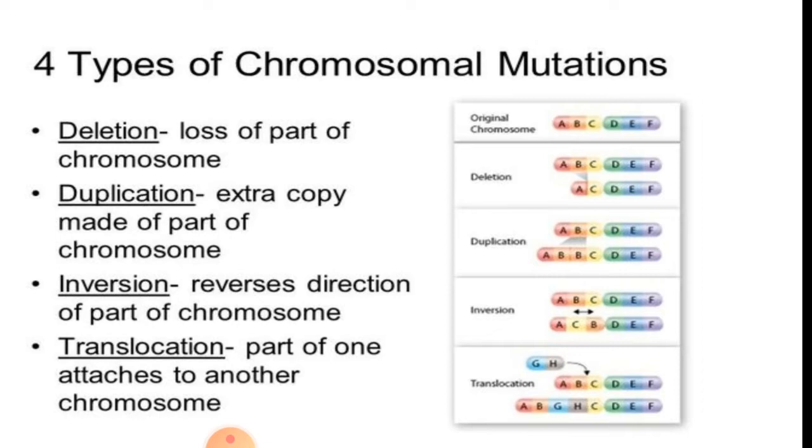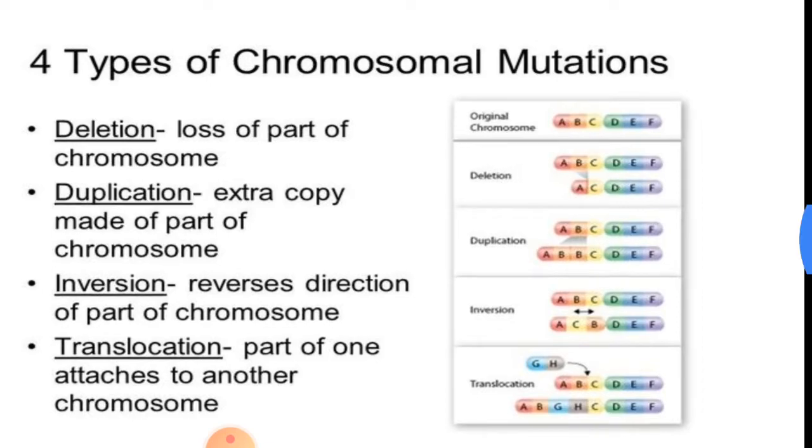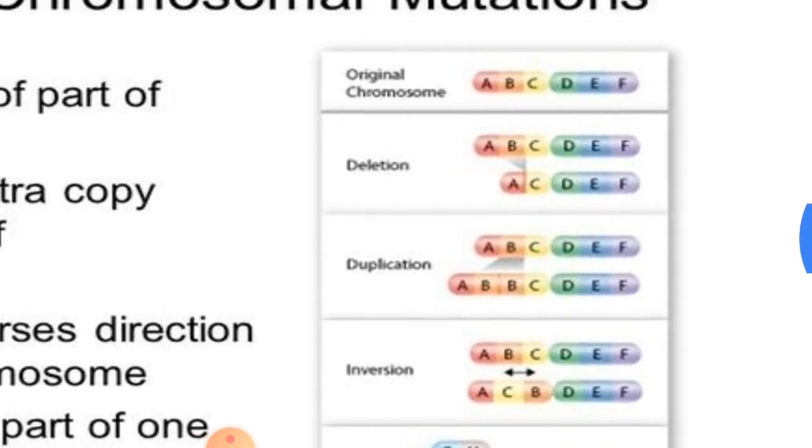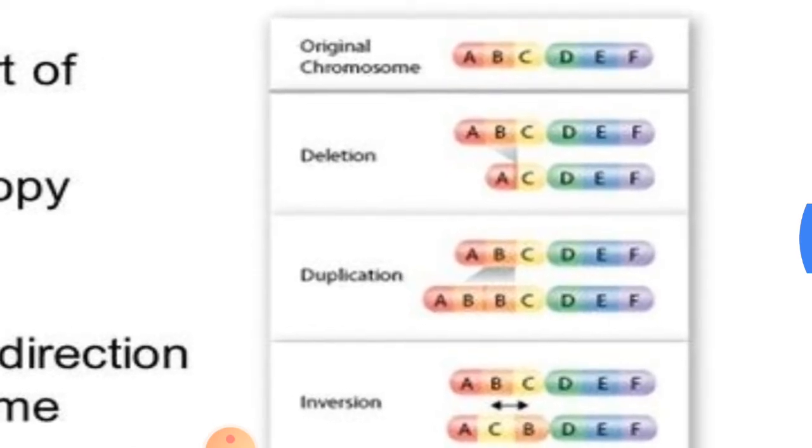Then inversion, which reverses the direction of the chromosome, the sequence changes here. ABC becomes CBA, that is inversion, and translocation, that is part of one attaches to the other chromosome. Here you can see this again in the diagrams in a very simplified manner. The original chromosome has A, B, C, D, E, F. In deletion, you see here B is removed. The sequence becomes A, C, D, E, F.